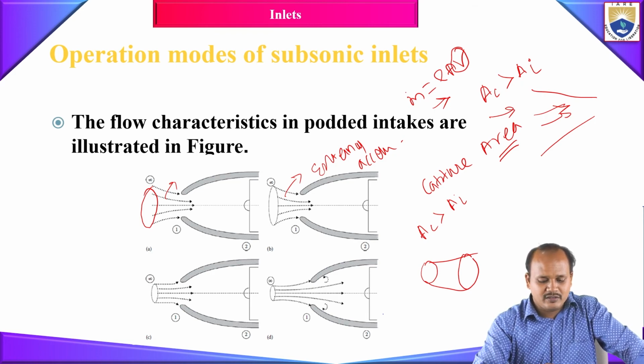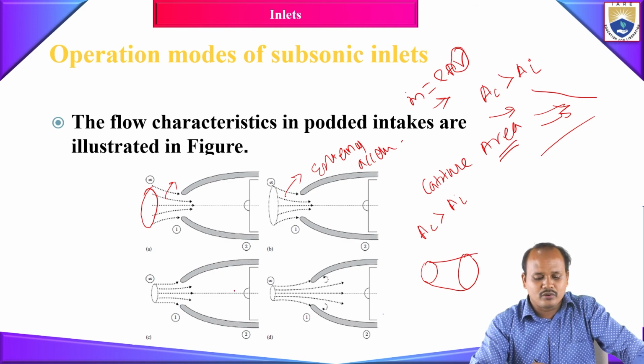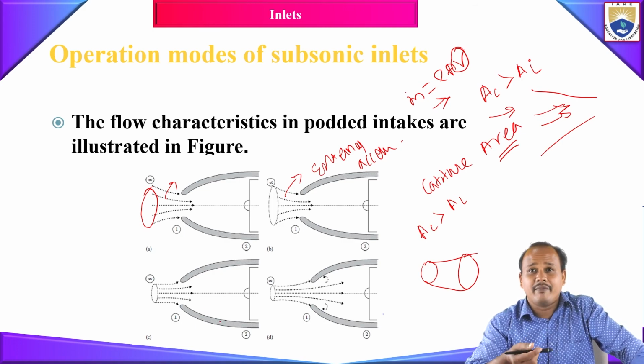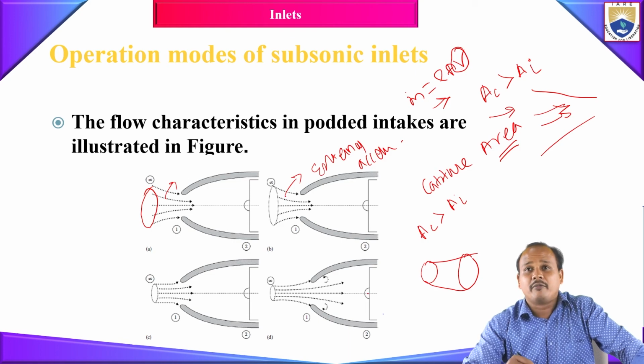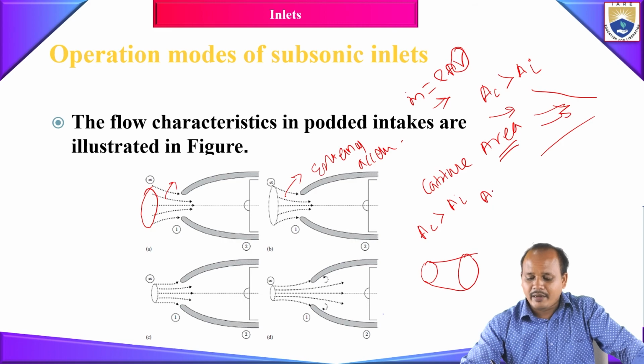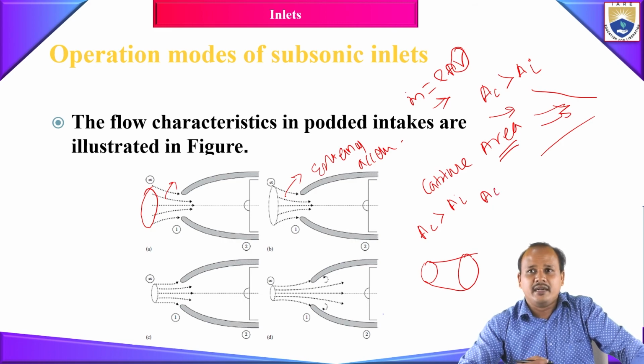Because of this deceleration, your intake will not choke; otherwise, your intake will choke. So because of this external deceleration, during cruise it will either decelerate or it won't decelerate. And during top speed or maximum speed operation, your capture area is going to be much smaller than the intake area, which will result in a huge amount of external deceleration.